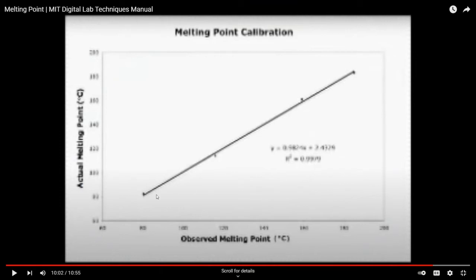It is only reliable when you have a nice linear correlation. If your data points are not within, like, 99.99% on the line, then you have to do the calibration experiment again. Maybe your melting technique is not good enough.